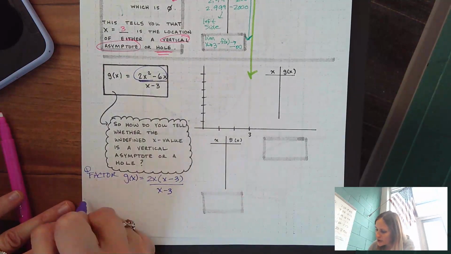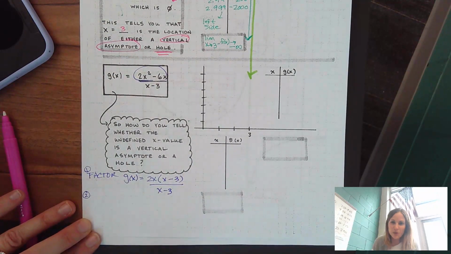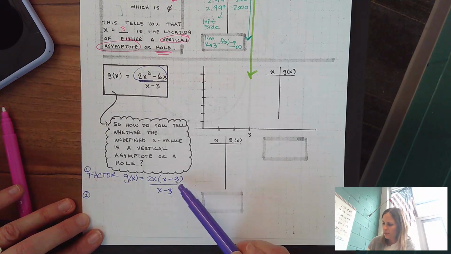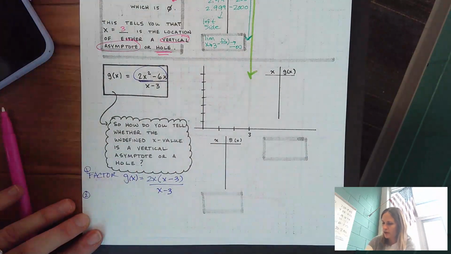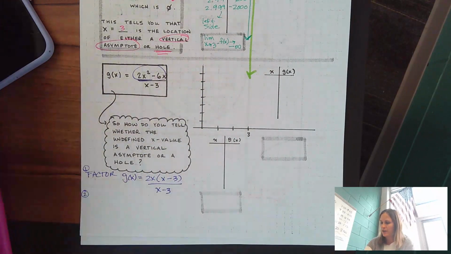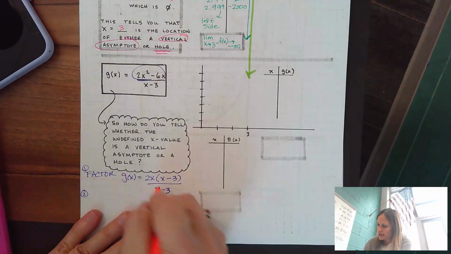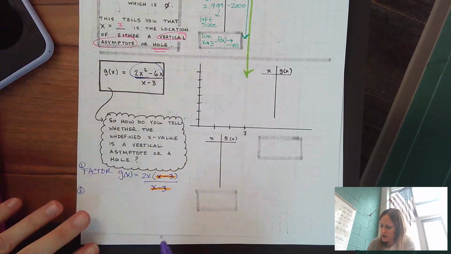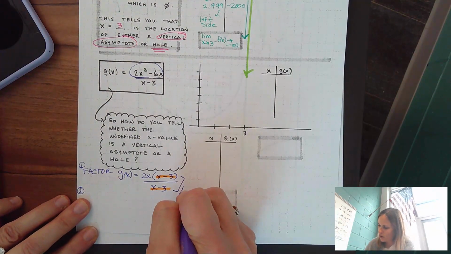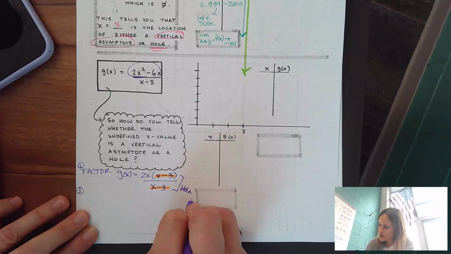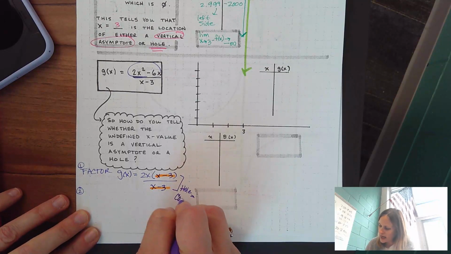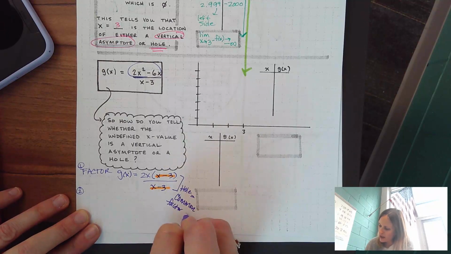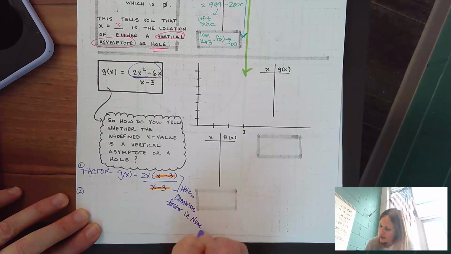So here's how you tell if you have a vertical asymptote or a hole in your graph. Do you see how the numerator and denominator have a common factor? This has x minus 3, and this has x minus 3. When that occurs, this represents a hole in your graph. So a hole equals a common factor in the numerator and denominator.